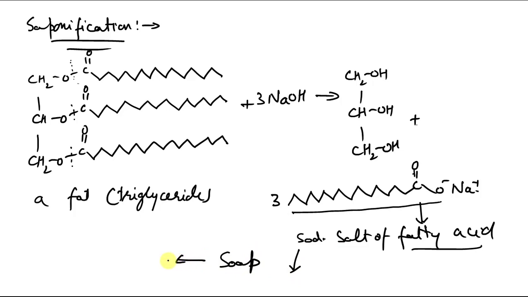And soaps act as detergents, they are surface active agents. So that is how soaps are made. Alkaline hydrolysis of fats and oils will give you soap. Soap is nothing but sodium salt of fatty acid. Fatty acid is long chain carboxylic acid.